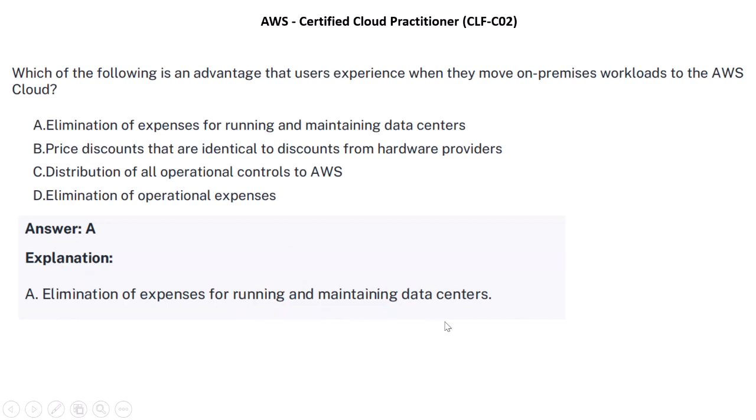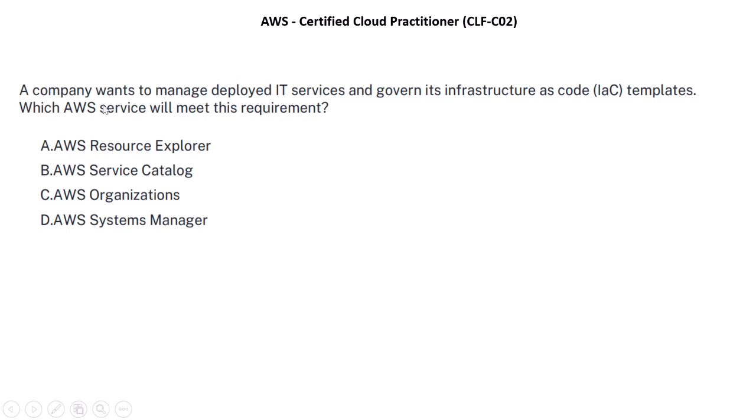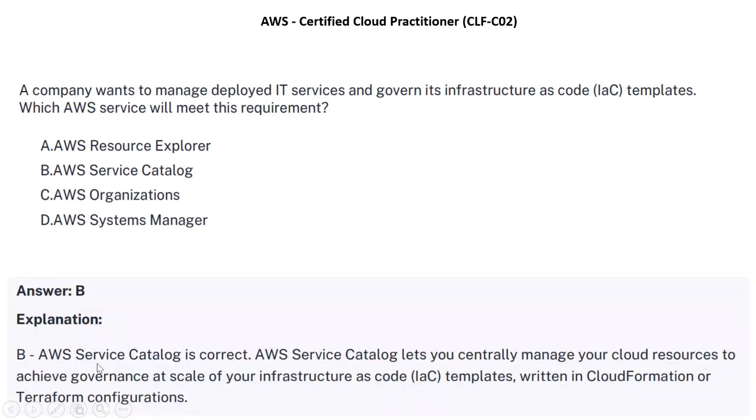Let's move on to the next one. A company wants to manage deployed IT services and govern its infrastructure as code templates. Which AWS service will meet this requirement? Option A, AWS Resource Explorer. Option B, AWS Service Catalog. Option C, AWS Organizations. Option D, AWS Systems Manager. The correct answer is option B, AWS Service Catalog.